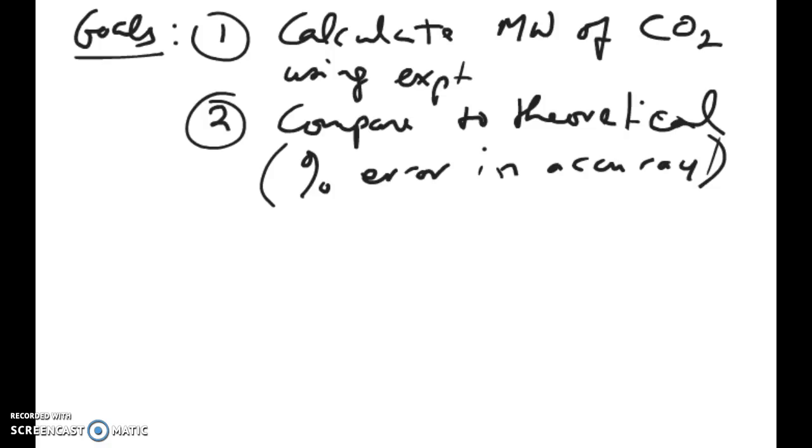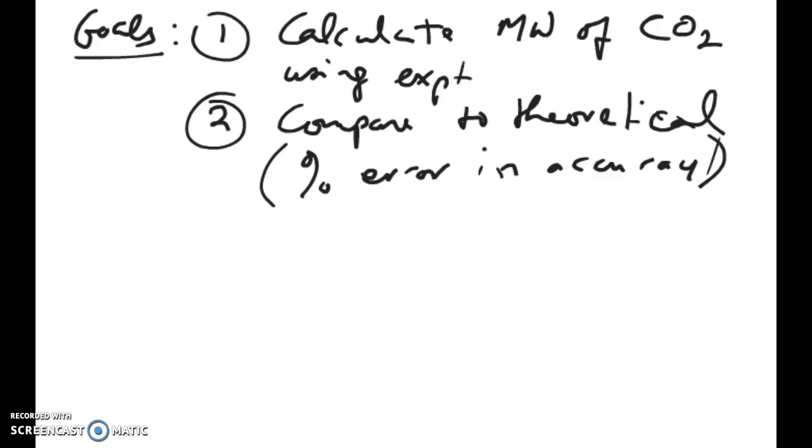Okay, so I'm going to talk about the lab that you're going to be doing this week, which is a lab on gases. In this lab, there are two goals that you need to focus on. One is that you're going to calculate the molar mass or molecular weight of CO2 gas using experimental parameters. And the second part, which you can do at home, is to compare the molar mass that you get experimentally to the molar mass that you get theoretically from the periodic table, and compare the percent error in accuracy of those two values.